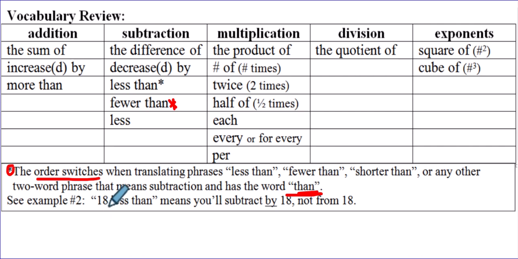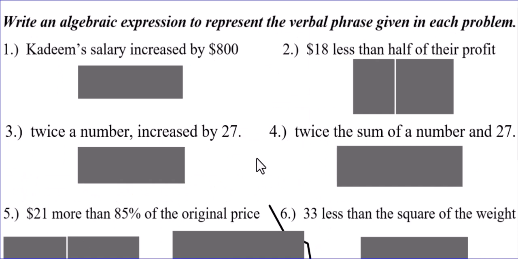So you're going to see this on example 2, which will say 18 less than. The 18 will not actually stay to the left. It'll switch. It'll end up on the right. You'll be subtracting by 18, not from 18. And you'll see what I mean when we get to that. In fact, let's just go ahead and start with that, even though I'm kind of going out of order here. Normally, you keep the translation into math the same order as it was in words. So actually, I won't go out of order. We'll start with number 1.